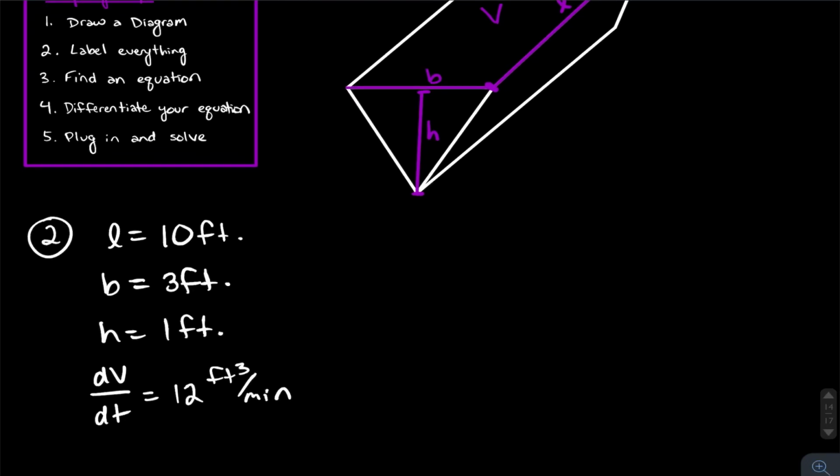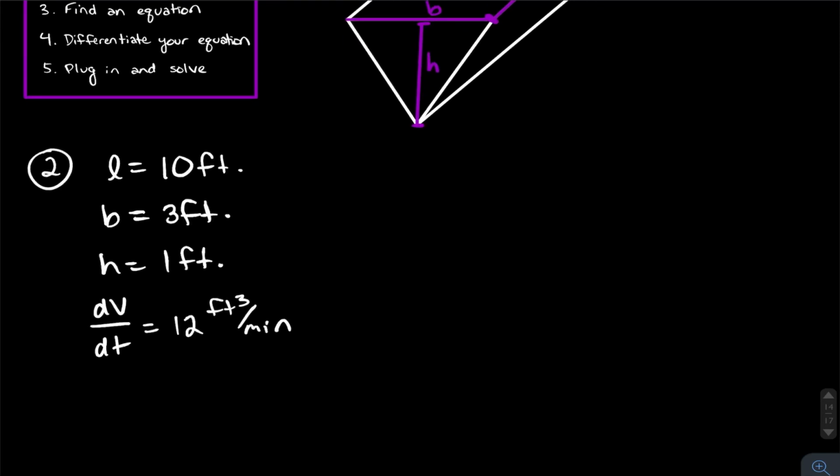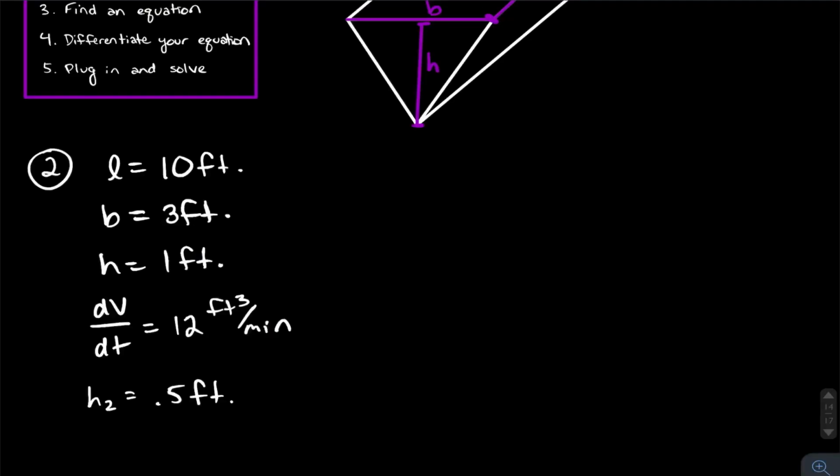Okay, and we want to know how fast that water level is changing, and I'll write that as H2, I guess. And that's 6 inches deep, so that's 0.5 feet. I apologize if you're not from the US and you use meters. I liked using meters a lot more, but 6 inches is the same thing as half a foot. So yeah.